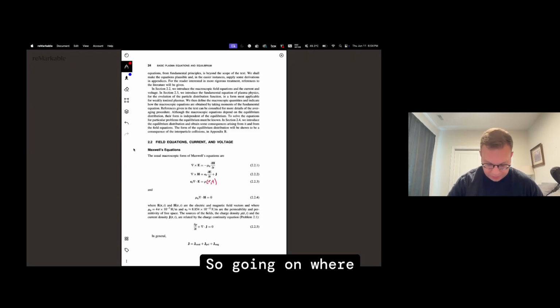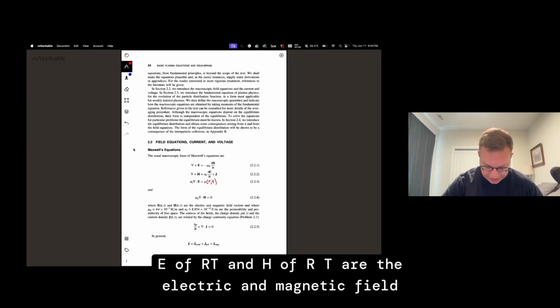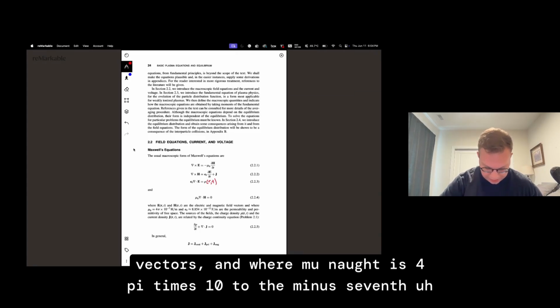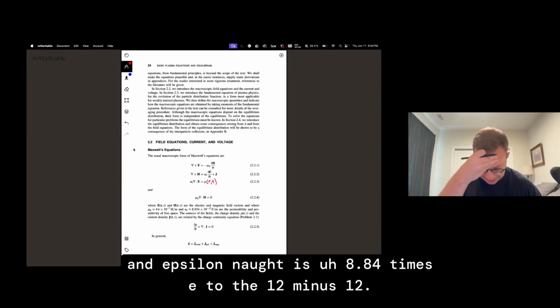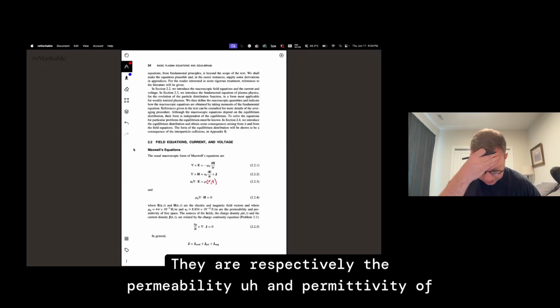So going on, where E of r,t and H of r,t are the electric and magnetic field vectors, and where mu naught is 4 pi times 10 to the minus 7th, and epsilon naught is 8.84 times 10 to the minus 12. They are respectively the permeability and permittivity of free space.